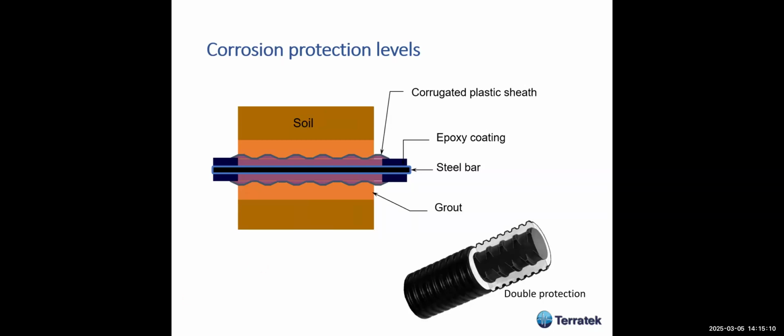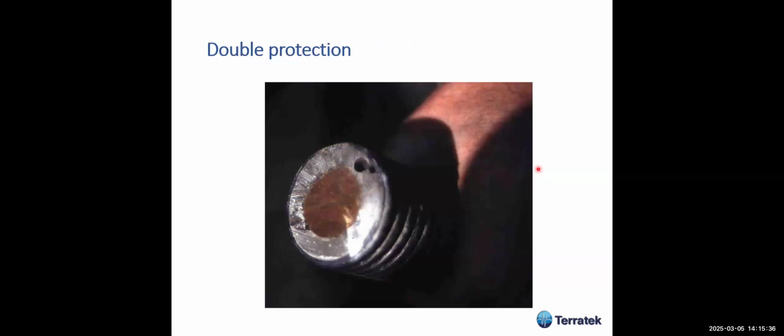If you see here, this is the steel bar, then you have grout in the corrugated plastic, and then there's this plastic sheath like this one, which protects the bar entirely against the ingress of water, and then you may have very good corrosion protection. This is an example of, as you see here, the steel bar, grout, and the plastic sheath.